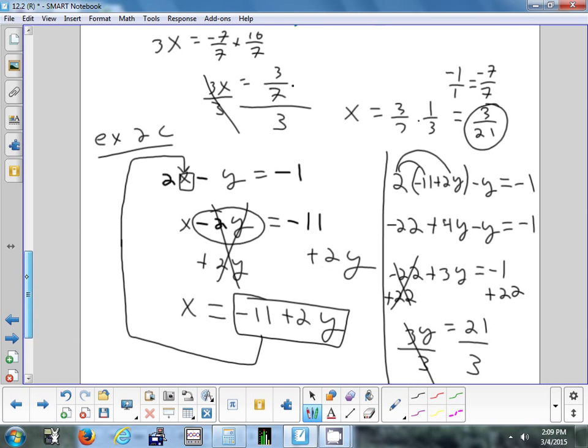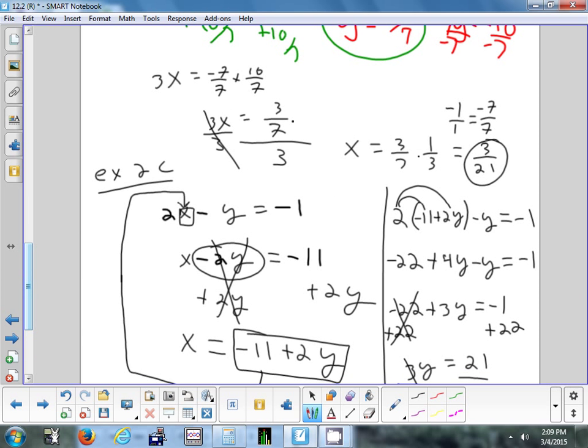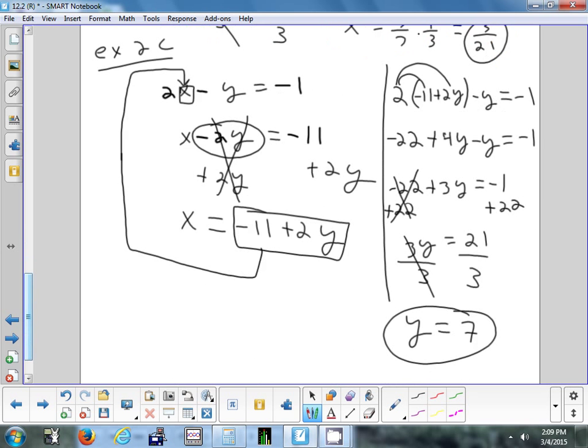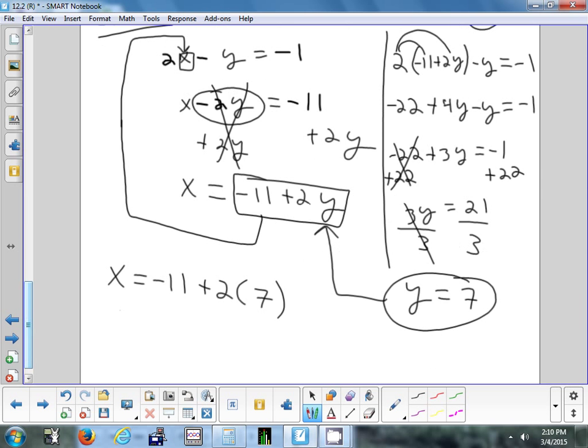You could fill it back in the top equation, which is what we did in the last problem, or you can fill it in this one. Why is this one a better choice? Easy. Yeah, it's easier. The reason it's easier is because you already did all the work to get x by itself. If you fill in y, then it's just arithmetic. X is already alone. So it's negative 11 plus 2. What are we filling in for y? 7. Watch how easy it's going to be.